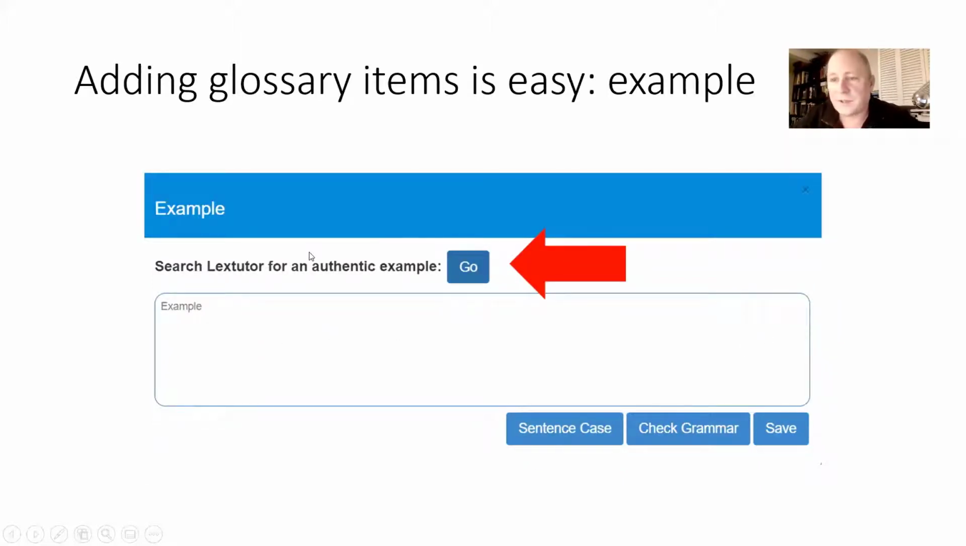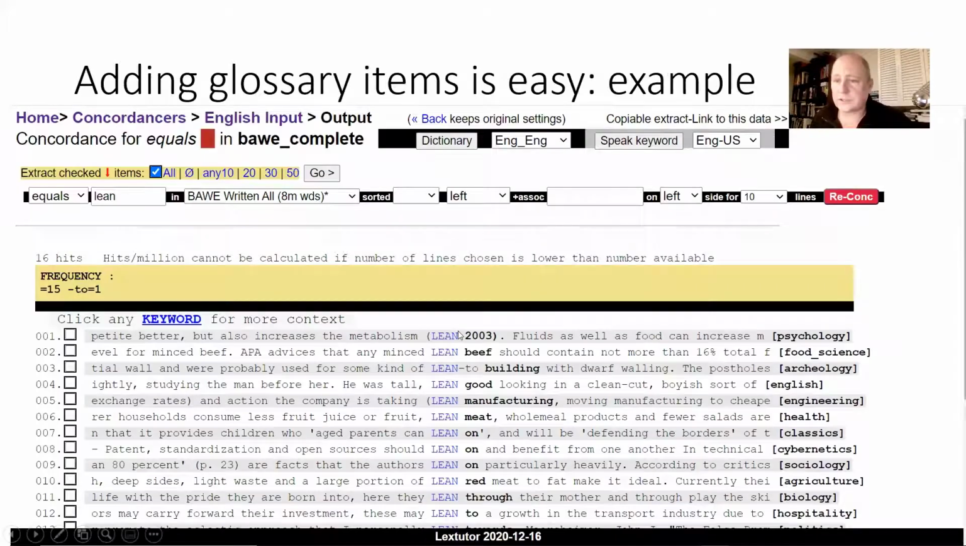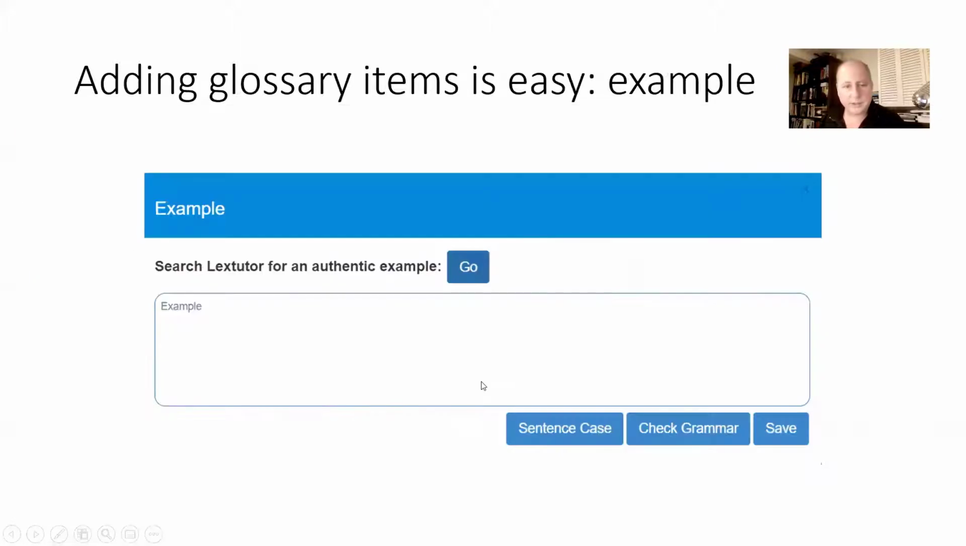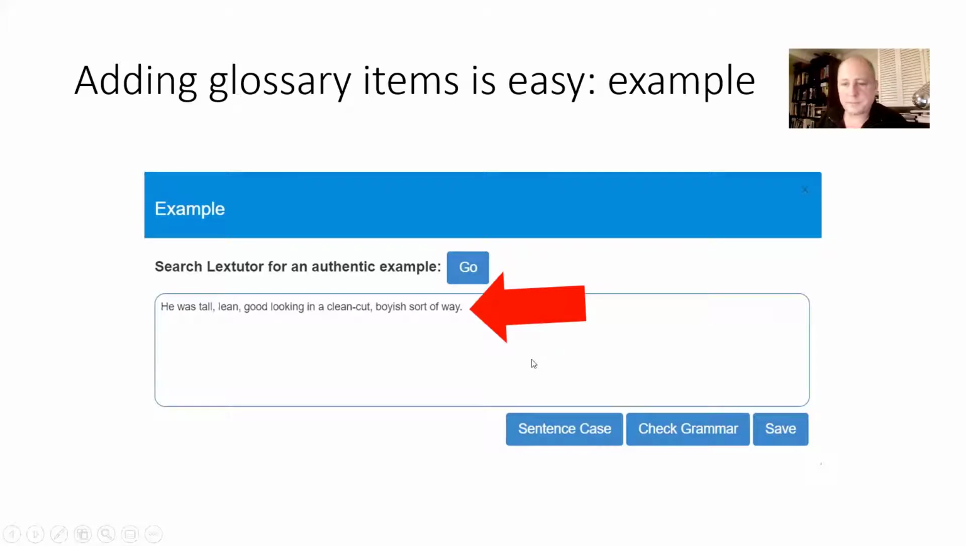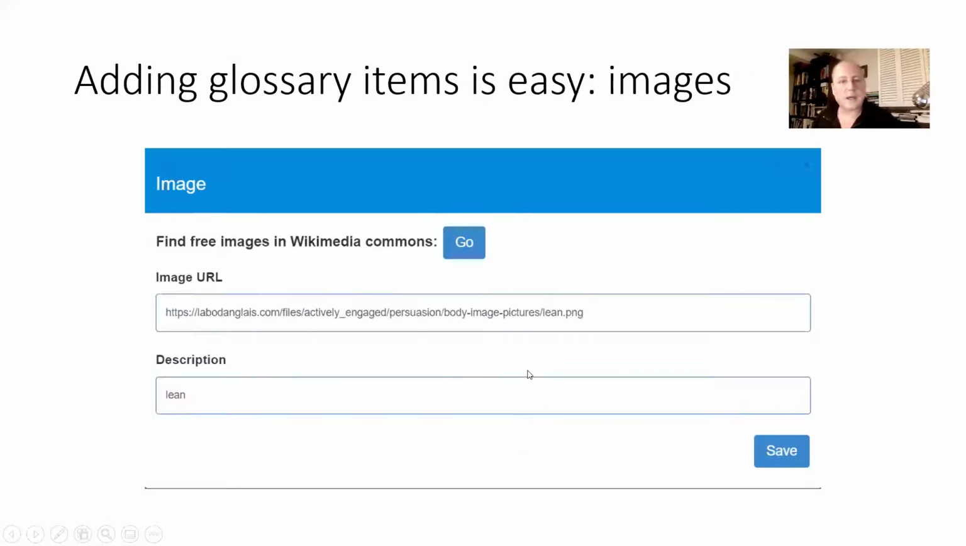And then you get to use LexTutor. And this is Tom Cobb's website, right, from the University of Quebec in Montreal. So, it shows you all the authentic occurrences of lean from psychology, food science, archaeology, English, engineering. So I'll use the one from English. It's here. And just put in the example and then save it. And then, of course, images. It will take you to Wikimedia Commons and search Wikimedia Commons for you. Or you can use Noun Project icons if you want.